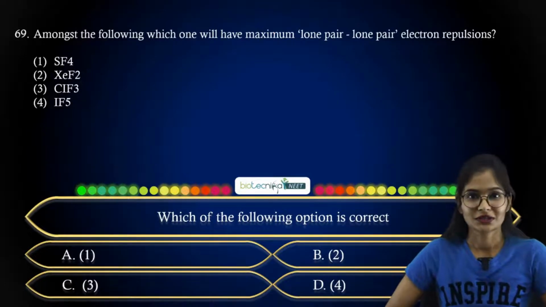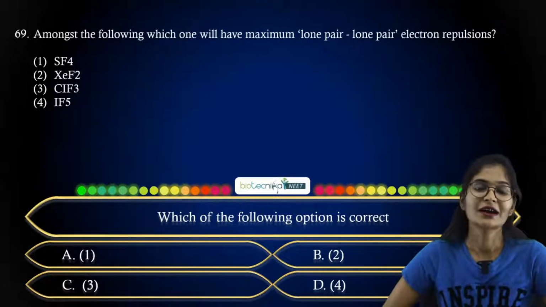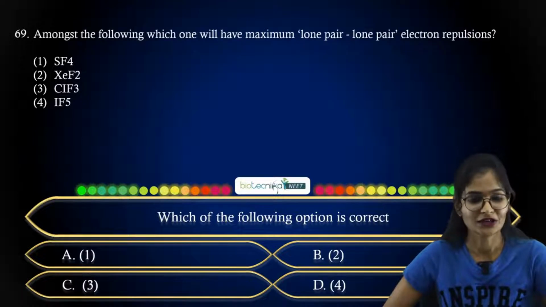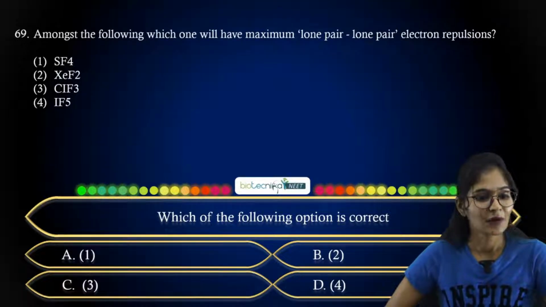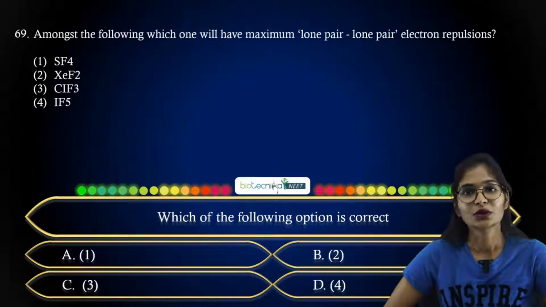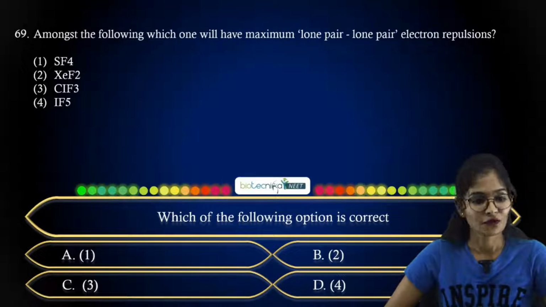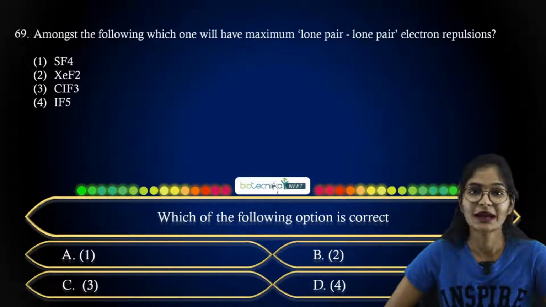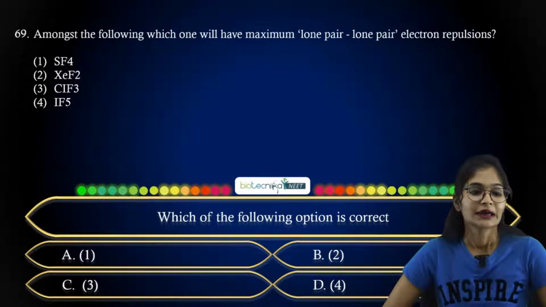The first question today is regarding lone pair interaction. The question is: among the following, which one will have maximum lone pair electron repulsions? Four options are given: SF4, XeF2, ClF3 and IF5.